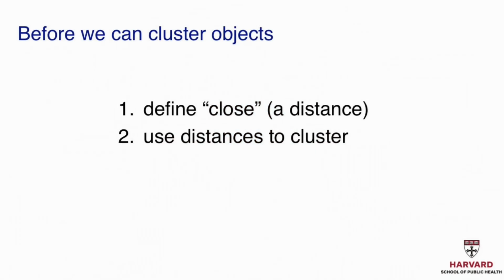Because when we analyze data, we usually want to be able to write a program that can do this for us. So to group things that are close, we first need a definition of close. What does that mean? How can we make that mathematically formal? And then once we define what close means, then we're going to be able to describe some of the clustering algorithms.